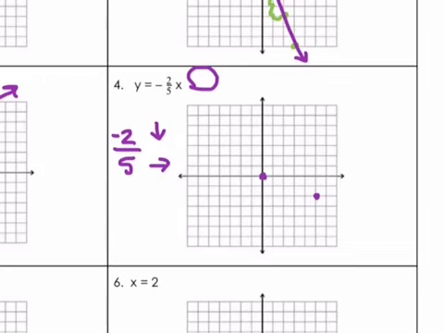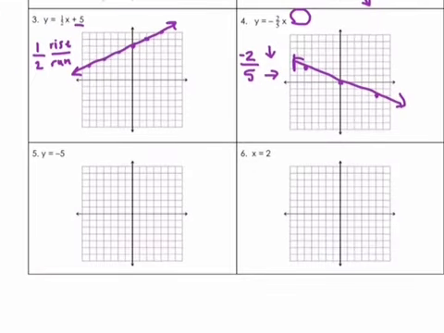And then we'll create the other half. We'll go up 2 from the origin, our y-intercept, and we'll go left 5. And there we have created our line that's graphed.